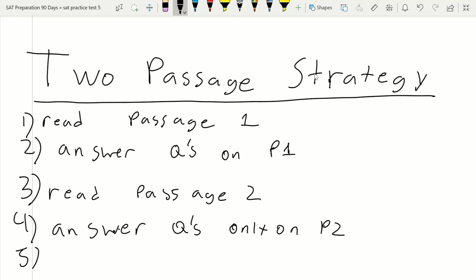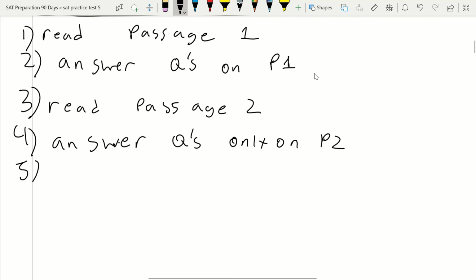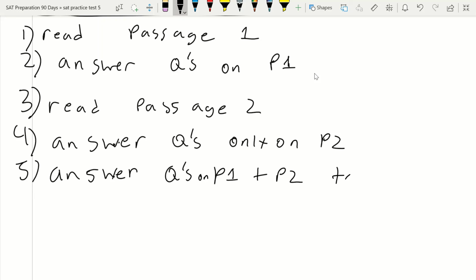After I answer those questions that are only on passage 2, at that point I will go back through and answer any questions that ask me to compare or contrast them, or any questions that ask about both of them together. So if I see passage 1 and passage 2 contained in one question, I will go and answer those. So answer questions on passage 1 and passage 2 together.